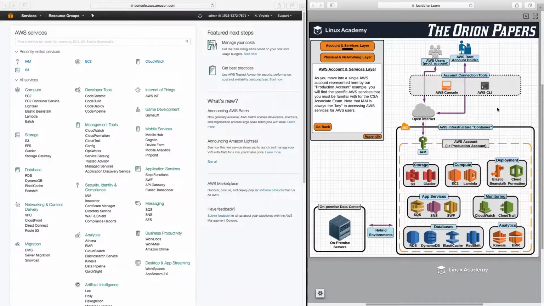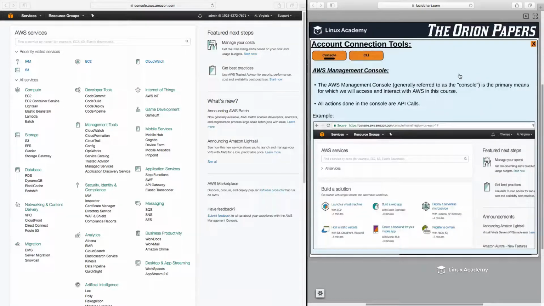Now, taking a look specifically at the account connection tools, the ways that we can interface with AWS, let's take a brief look at the console and the CLI. The AWS Management Console, generally referred to as the console, is the primary means by which we will access and interact with AWS in this course. So 98% of this course, we're going to be interacting with AWS and managing its services through the console. All actions done in the console are considered API calls, so that's important to understand. Here we see a picture of the AWS console, just there for your reference if you need it.